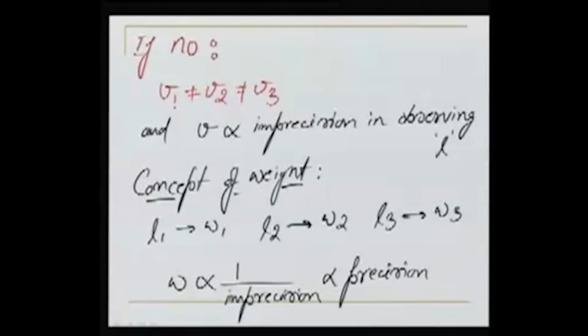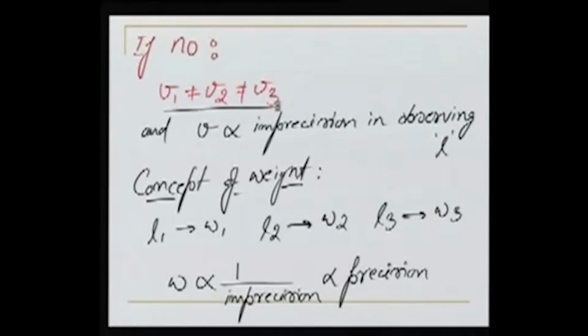Now if these individual observations are of different weights, what to do? How to apply the corrections? How to adjust the observations in this simple case? So we know that V1 will not be equal to V2, will not be equal to V3. The residuals, the corrections will not be same.